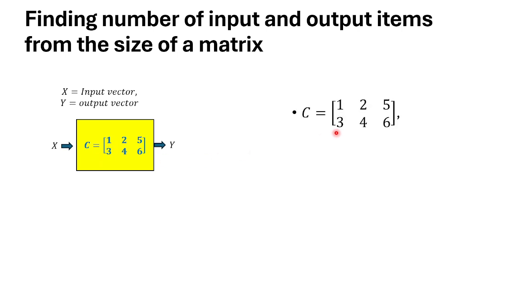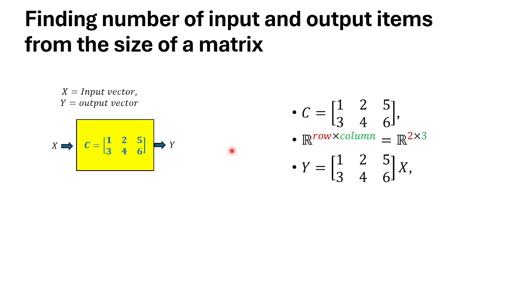So our matrix C is 1, 2, 3, 1, 2, 5, 3, 4, 6. And the size of this matrix, the row by column, is going to be 2 by 3. So we can see the number of rows is 2 and the number of columns is 3. And this can be represented as this equation: y is equal to this matrix C multiplied by x. So when we multiply x with this matrix, we get y. It turns x into y.